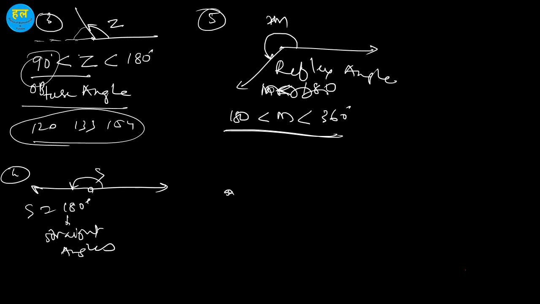And when both the arms are on one another, arm number 1 and arm number 2, both are on one another, so this will be 0° and 360° both.